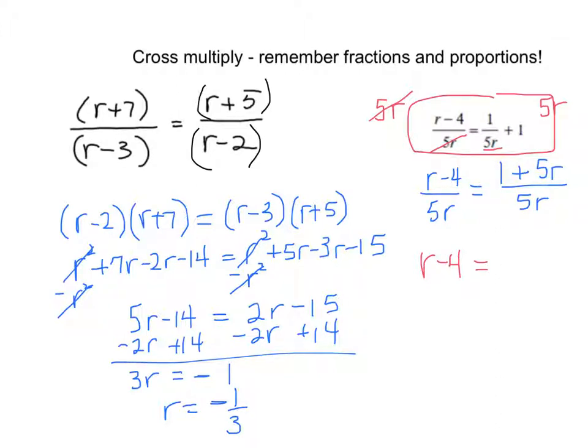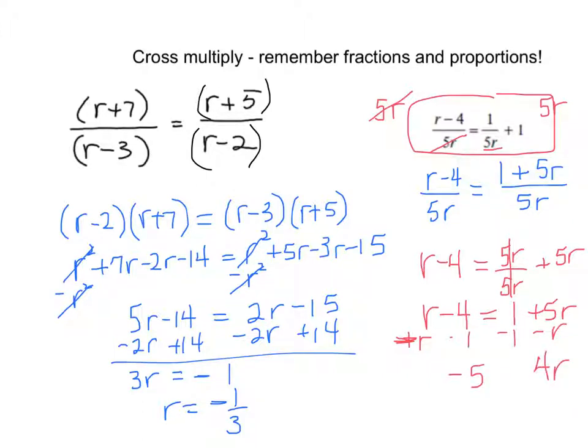Over here, I have 5r over 5r plus 5r. Right? Well, isn't this just 1? It's plus 5r. So I have r minus 4 equals 1 plus 5r. Subtract the r. So that's 4r. Subtract the 1, negative 5. r equals negative 5 over 4.